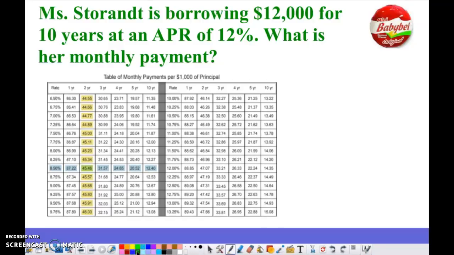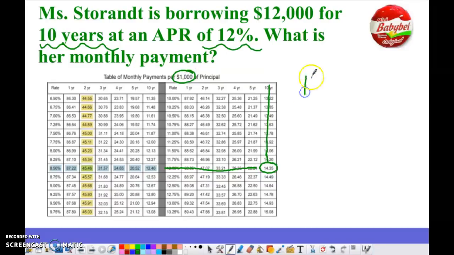So if I'm looking here, it says $12,000 for 10 years at 12%. So I go to 10 years and I go to 12%, which looks like it's on the second half of my table. 12% for 10 years. It looks like that value is going to be $14.35. However, that's just for a $1,000 loan. That's what my table is based on.